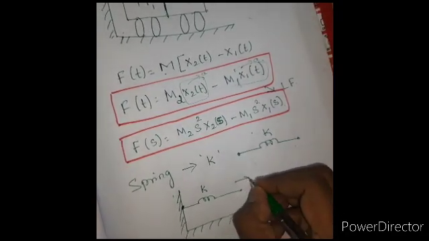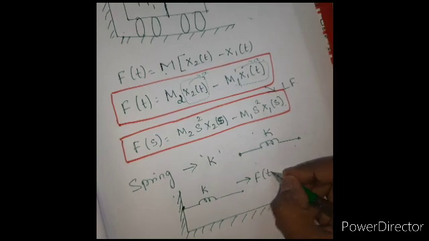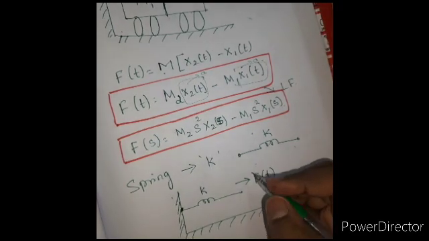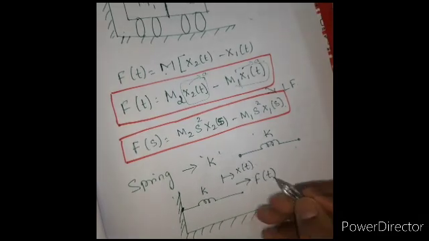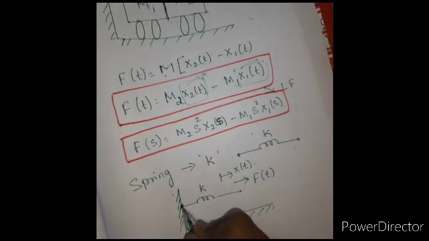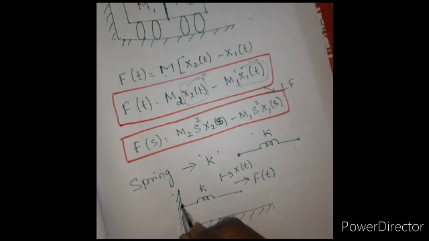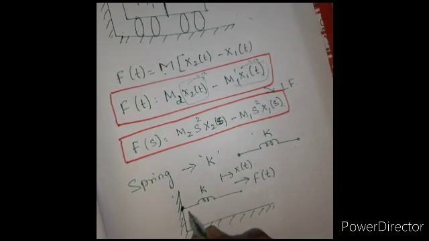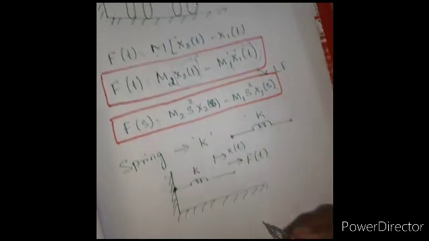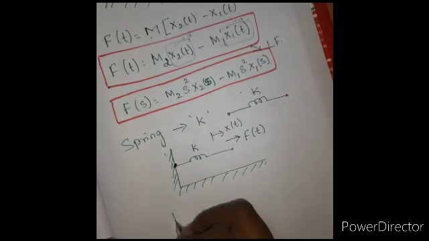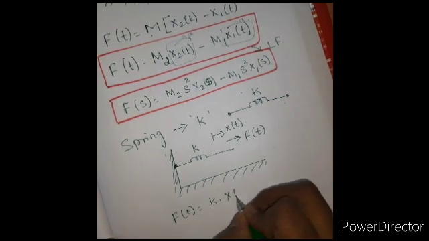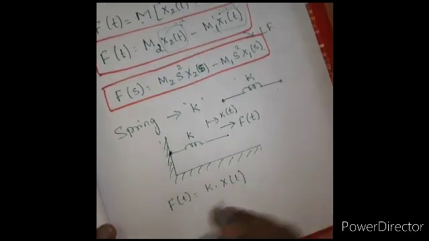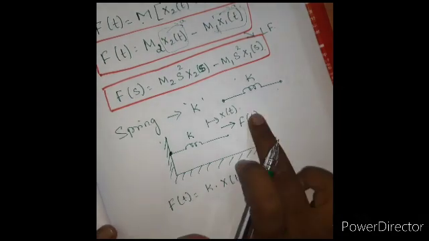Now, I am going to pull the spring with a force of f of t, and I will have a displacement of x of t. You can ask me, where is the mass? This is the mass. This will act as a mass, a fixed body. The spring is connected to that. Only then, when you pull it, it will have the displacement. Now f of t is equal to k into x of t.